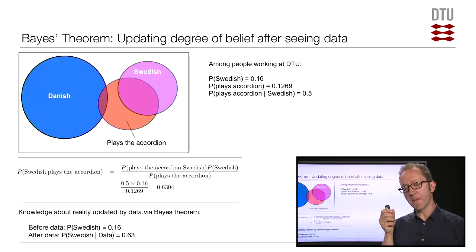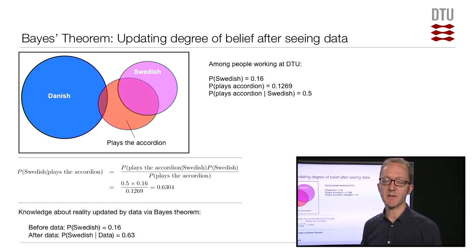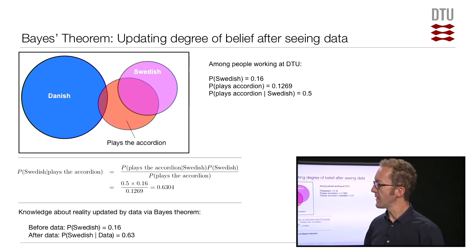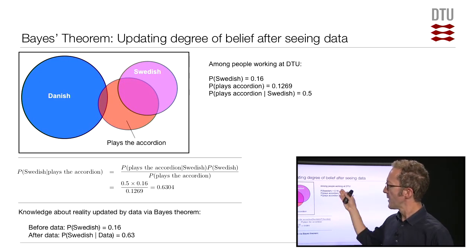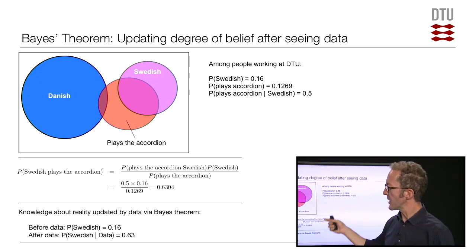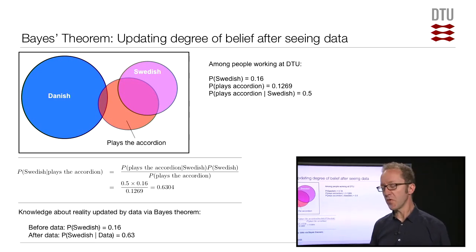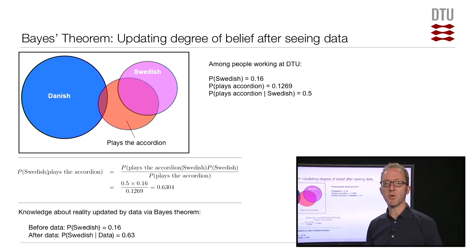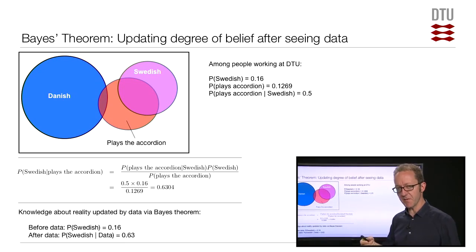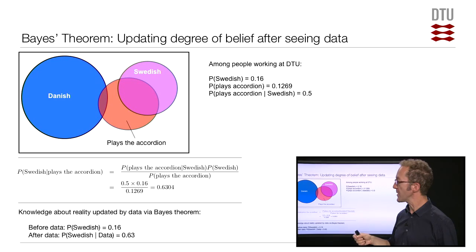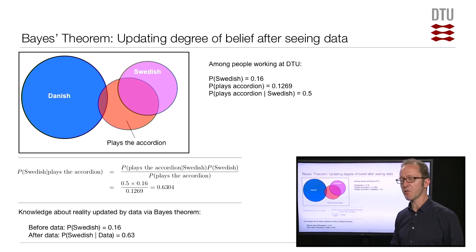Now, to get an intuition about what role Bayes' theorem plays in doing this kind of statistics, I have a small example here that may help elucidate some aspects of that. So let's say, to take an example, that we're looking at the Technical University of Denmark. We know that at the Technical University of Denmark, 16% of all people employed here are Swedish. That's probably not true. I'm completely making this up, but this is an example, so bear with me here.